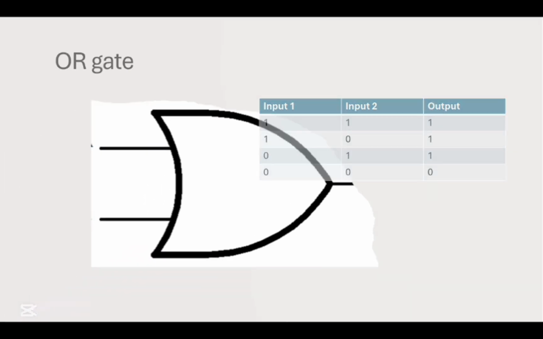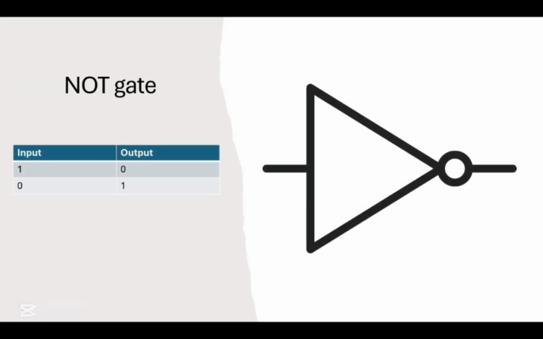NOT gate. The NOT gate is the simplest one. It takes a single input and inverts it. An input of 1 becomes an output of 0, and an input of 0 becomes an output of 1. NOT gate symbol image. This is the symbol of a NOT gate, often called an inverter.